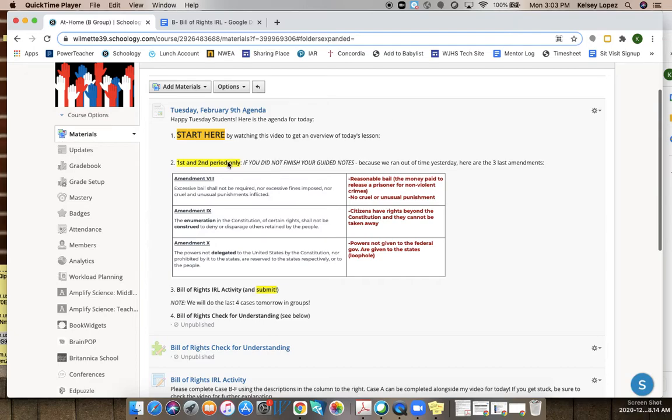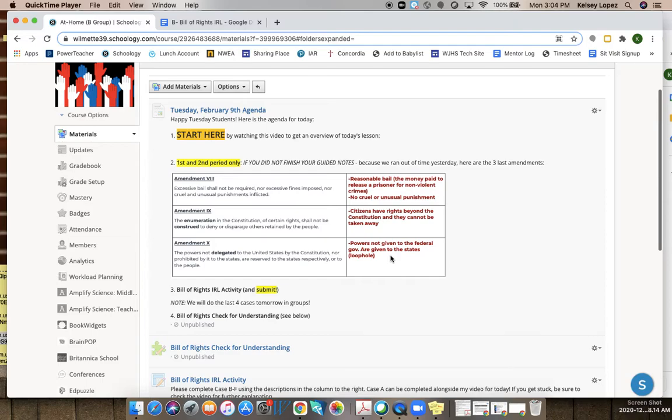The second item applies to only my first and second period students who ran a little short on time yesterday. If you did not finish your guided notes, here are the items that you need to copy down into your actual guided notes. So we just didn't get to the 8th Amendment, the 9th Amendment, and the 10th Amendment. So if you could take a few seconds just to make sure you have these three concepts down, that would be amazing.